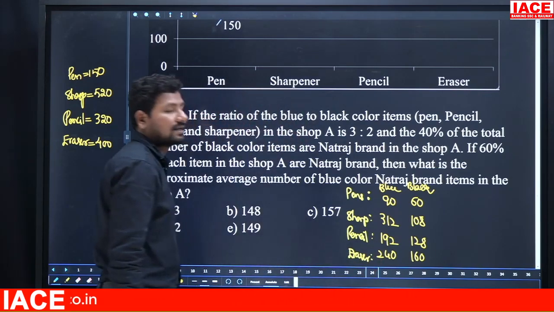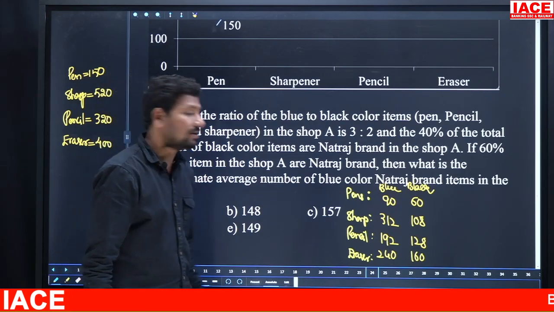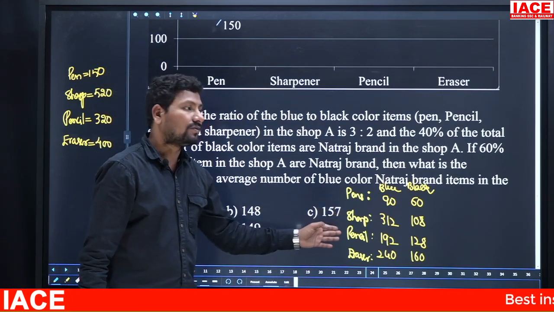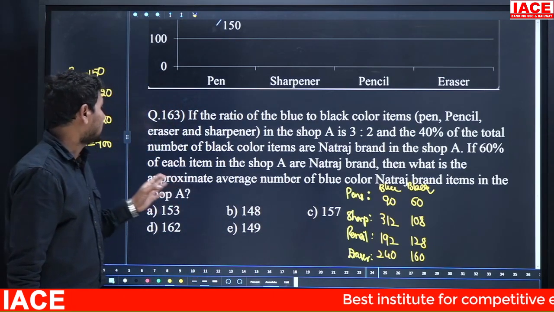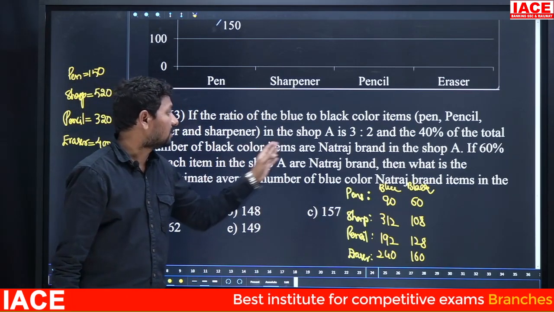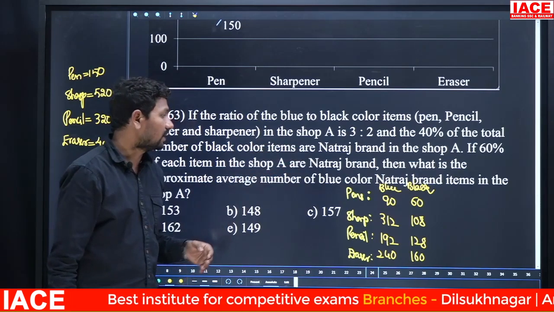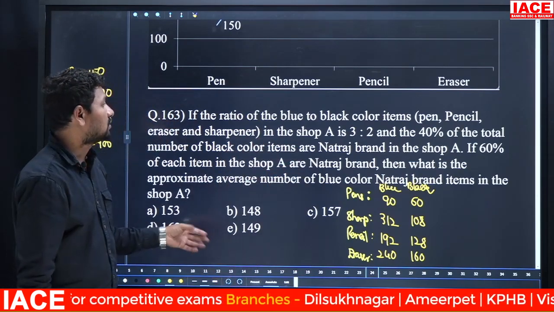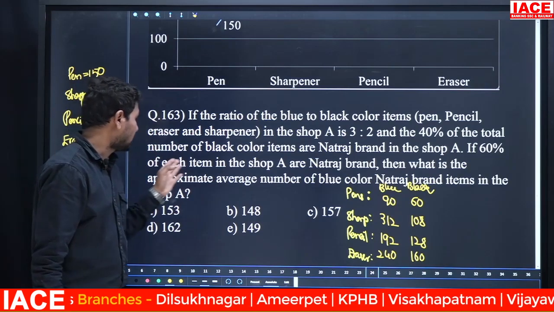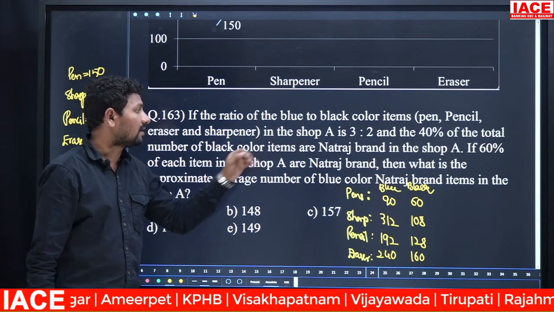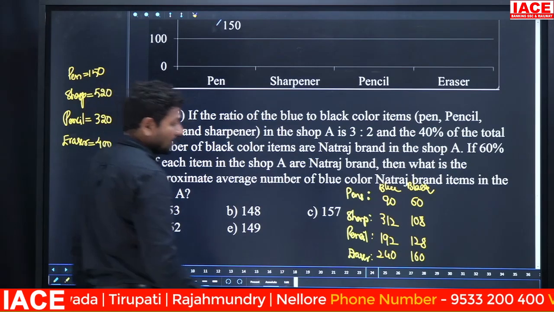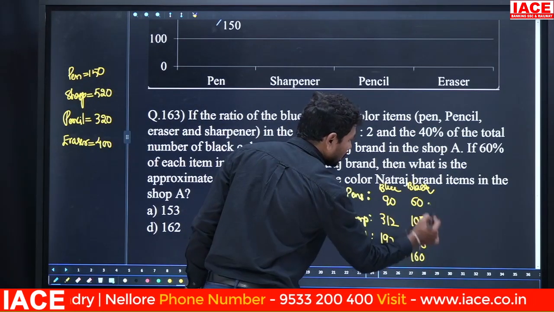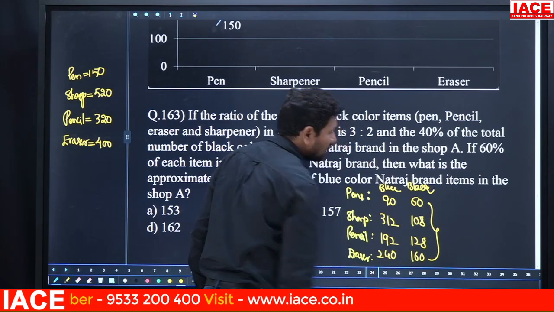Okay, these are the number of items: 90, 60, 312, 208, 192, 128, 240, 160. Then we separated the values, and 40% of the total number of black color items are Nataraj brand. Okay, all the black color items belong to Nataraj brand. If 60% of each item in the shop A are Nataraj brand. Okay, then in this we will take the total value. This total value is how much here?